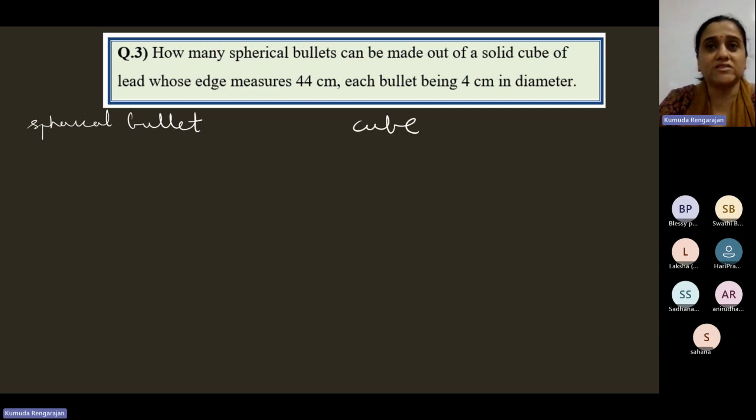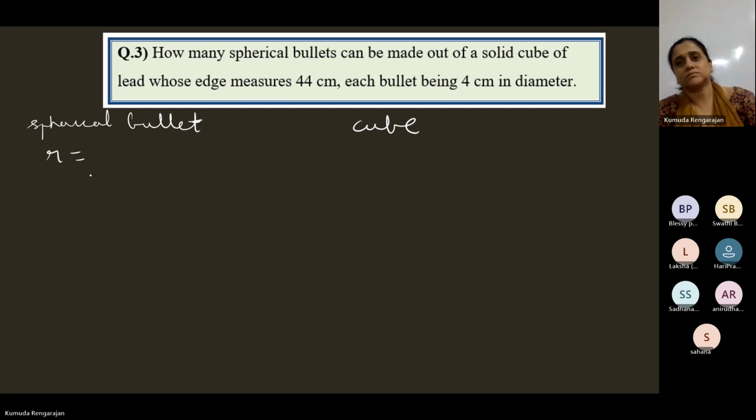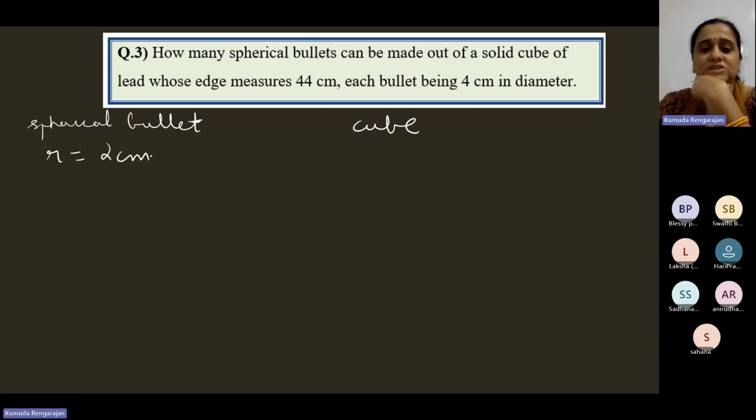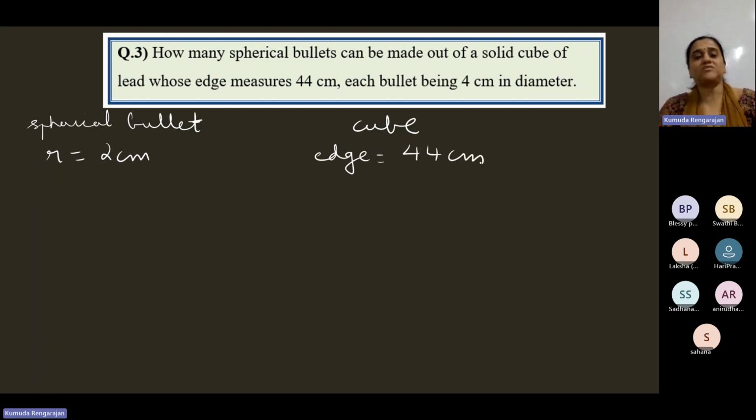Now for the spherical bullet, spherical meaning sphere. What is the radius of the bullet? 2 centimeters. What's the edge of the cube? 44 centimeters. Now, how many spherical bullets can be made out of a solid cube of edge 44 centimeters if each bullet is 4 centimeters in diameter?